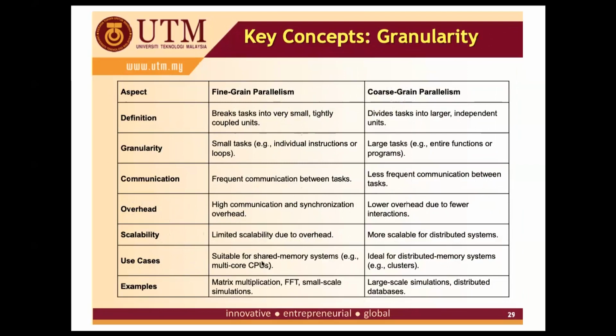Use cases: fine grain is suitable for shared memory, and coarse grain is ideal for distributed memory systems. It's good for coarse grain, but fine grain is not like that. For example, matrix multiplication, I'm not sure, small scale simulation, and the coarse grain is good for large scale simulation and also distributed databases. Very good examples. So this is the issue of fine grain and coarse grain parallelism.